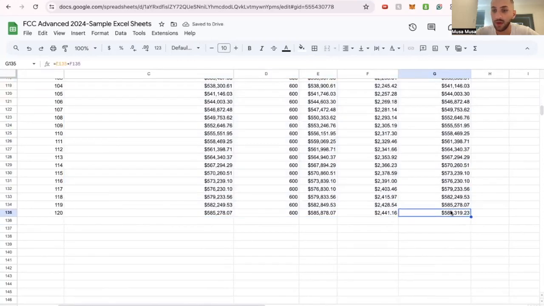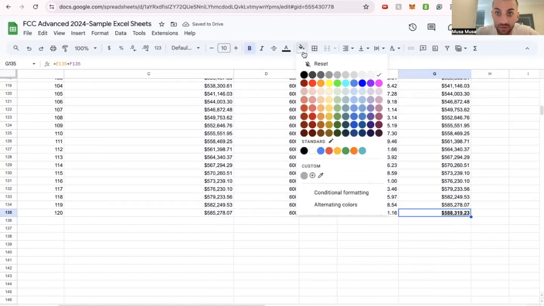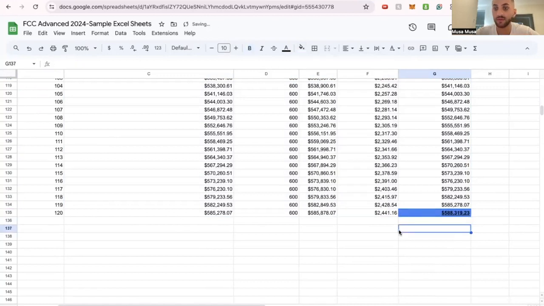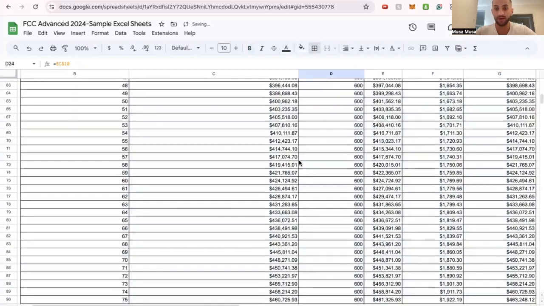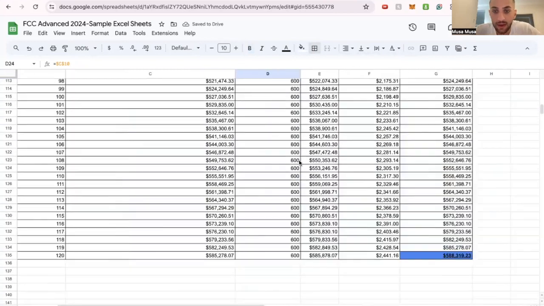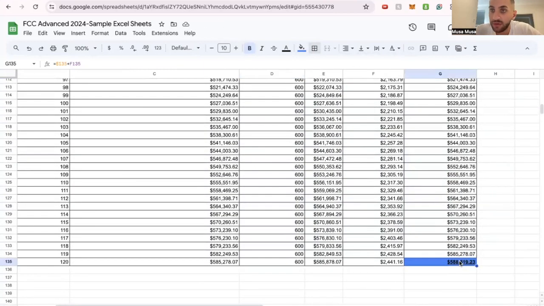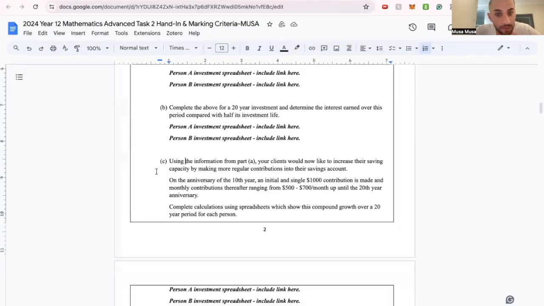There we go. That number there is our future value of the annuity. Okay, so you can make this all fancy if you want. You can go up to here and put a border around the entire thing. I don't really care. So this is the future value of the full annuity after another 10 years, which means we can go back to here.